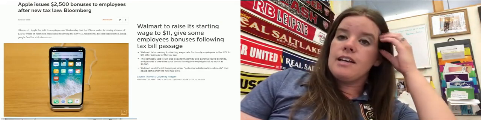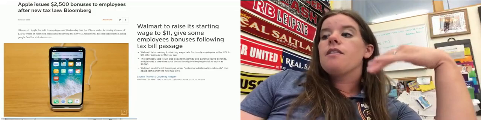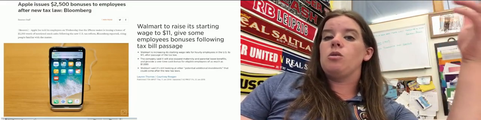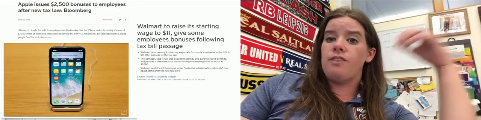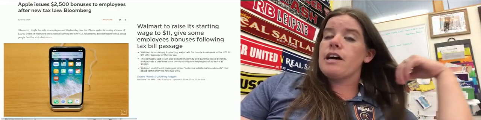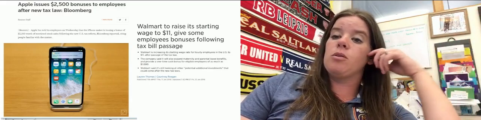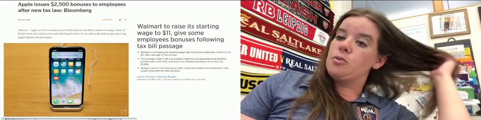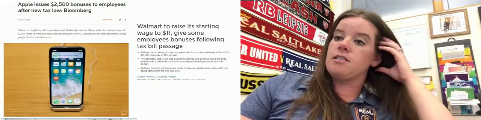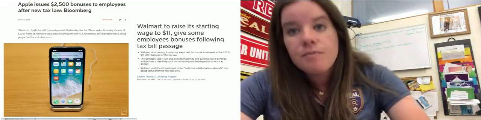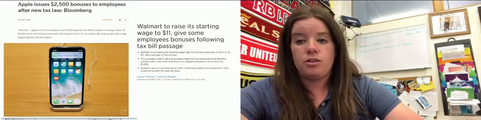Well, the goal of that is that if you cut these taxes, then you will be able to benefit businesses and they'll invest. So this is what you saw after the tax reform. Businesses such as Apple and Walmart began to improve wages and give bonuses because of this tax break. However, this doesn't guarantee that a company is going to do that.